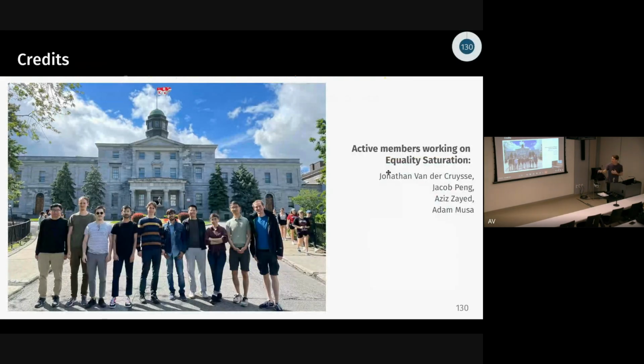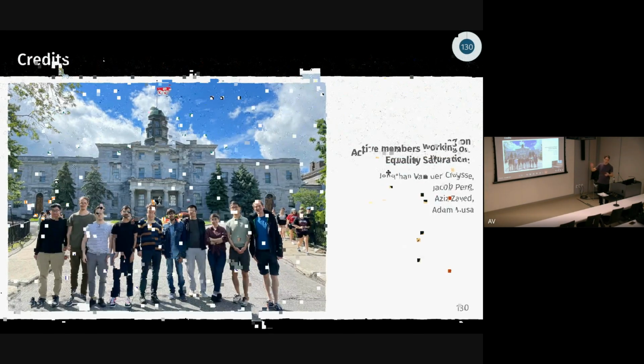Last picture: this is a photo of my group from a few years ago. There have been people leaving and coming in, and I currently have four students actively working on equality saturation in my group, and one of them is Adam, who is just here. So thank you very much for your attention, and I'll be happy to take your questions.